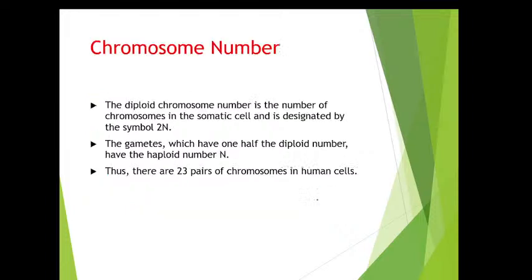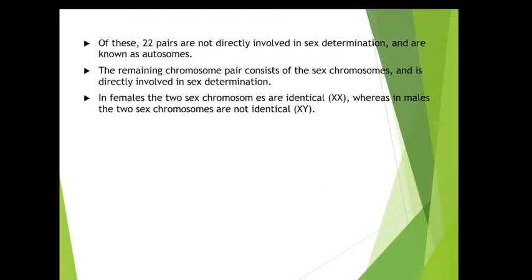Now let's move to the chromosome number. The chromosome number is the number of chromosomes in a somatic cell, designated as 2n. In human beings, there are 23 pairs of chromosomes, of which 22 pairs are autosomes and the remaining one pair are sex chromosomes. In males, the sex chromosomes are XY, and in females, XX. This is the chromosome constitution of humans. And with this, I conclude the session.